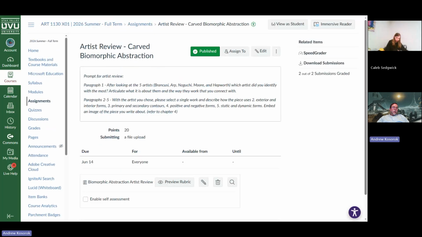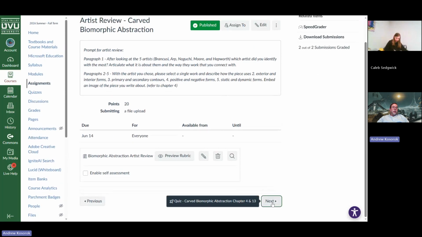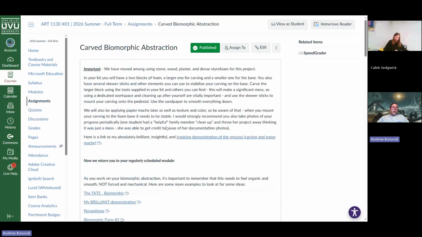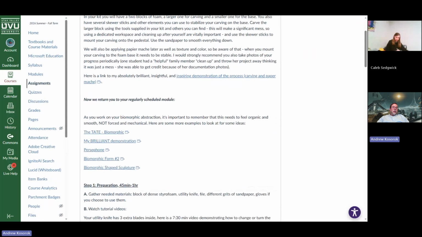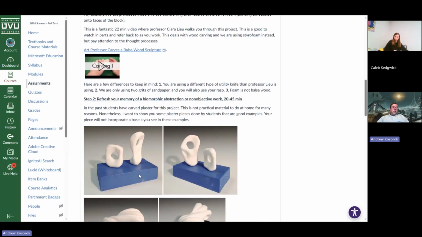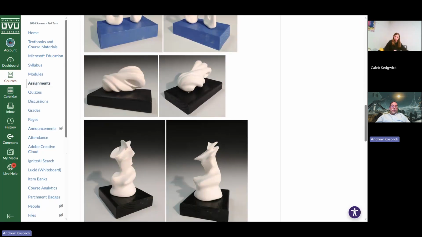Again, this is what we talked about just a little while ago. It's that same artist review. You deal with those 5 artists. This is the quiz we talked about just a second ago. And now we get to the assignment. A lot of this stuff, I'm giving you references to, and this is a demonstration of how to carve the foam and stuff like that. Some of this talks about carving in wood, some of it in plaster, but what we're looking at is just the process of carving to make a form. And these are the kinds of forms that we're going to be dealing with.